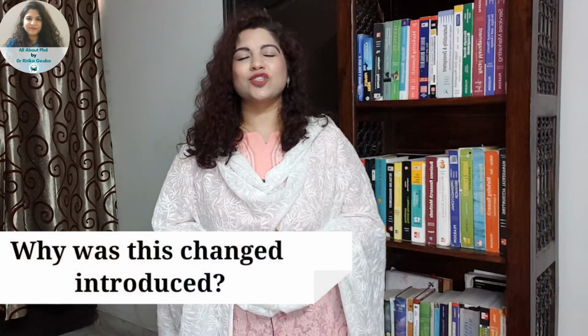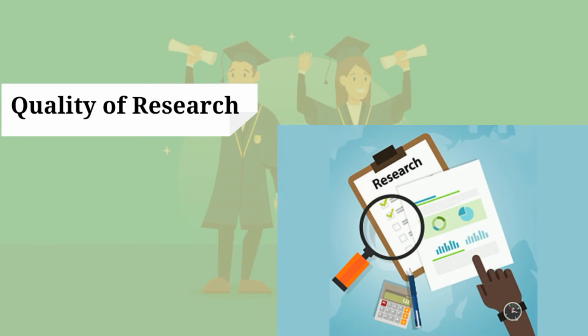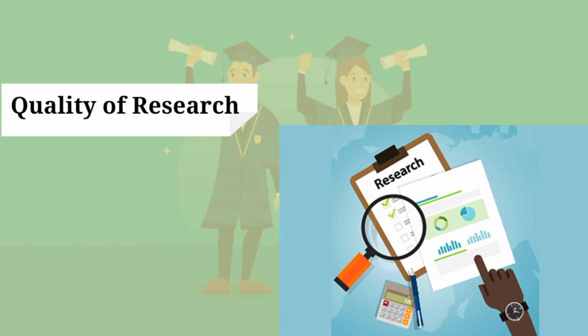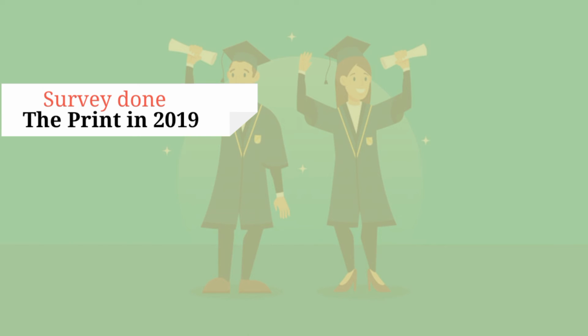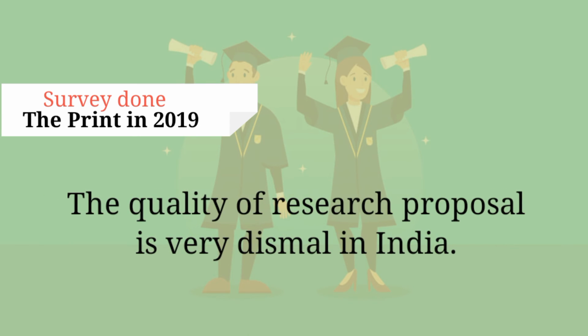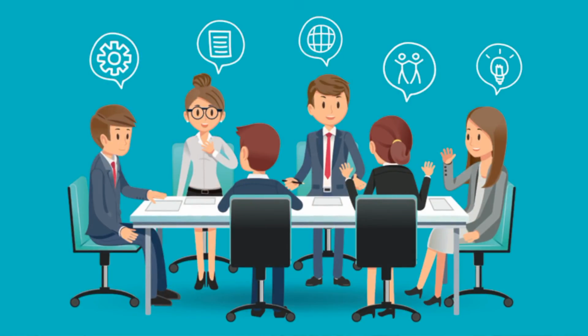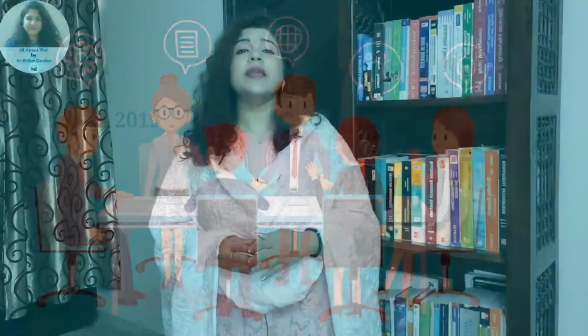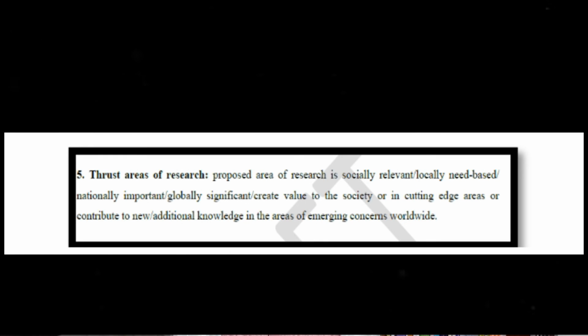Okay, now why was this change introduced? Firstly, the quality of research is very important. It determines the future of any country. In one of the surveys done by The Print in 2019, they had said that the quality of research in India is quite dismal. UGC had also set up a committee to study various theses which have already been published in India, and even they had said that the topics which have been taken up by the students are quite kiddish and definitely not up to the mark of a PhD. So probably this is the reason that this big change was introduced in these guidelines.